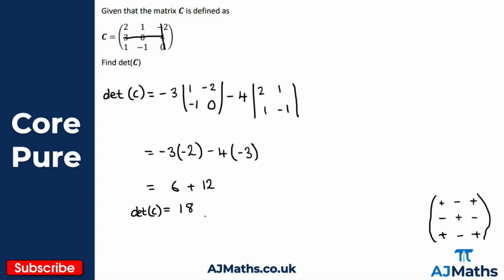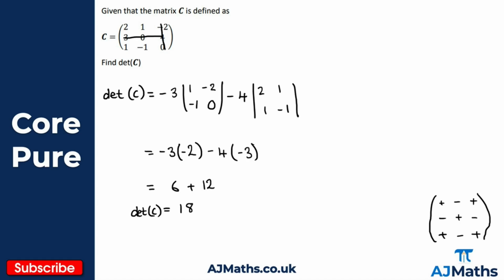Now, 2 quick points to make here before we finish this video. Just like we saw for a 2x2 matrix, if the determinant of a 3x3 matrix is equal to 0, again, we say this is a singular matrix. If the determinant of C is not equal to 0, then we say this is a non-singular matrix.